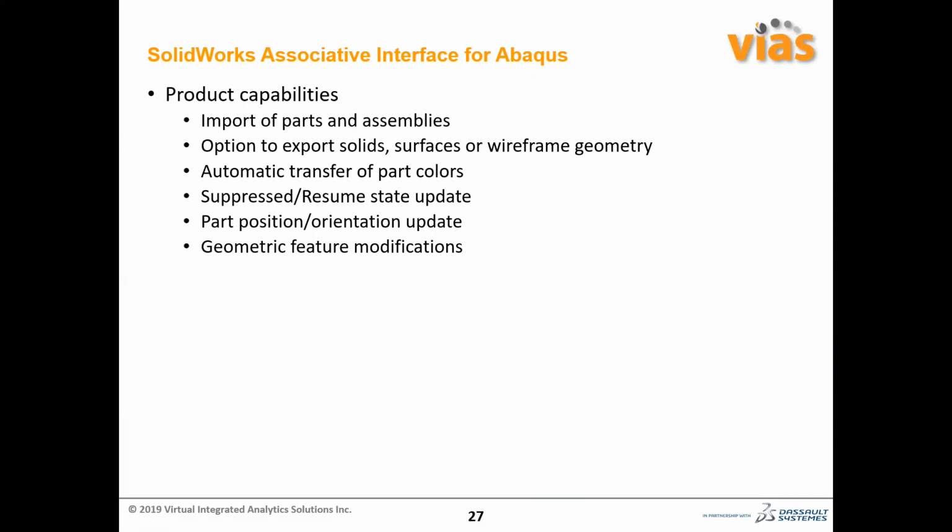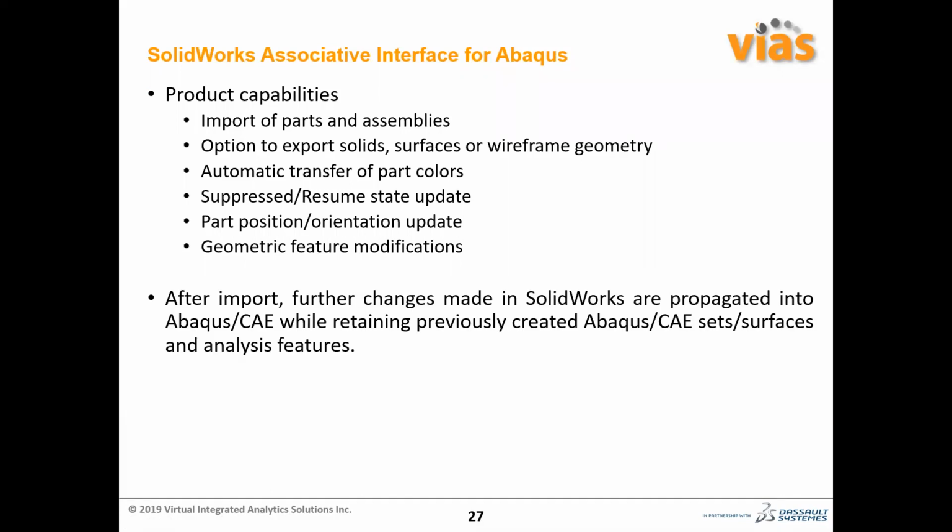Generally, solid will be exported by default, and there is automatic transfer of part colors. Whatever part color you have in SolidWorks, the same color will be assigned in Abaqus CAE as well. You can suppress or resume the state update, and that will be reflected in Abaqus CAE. You can change the position and orientation of the part in SolidWorks, and the same thing will be reflected in Abaqus CAE, and geometric feature modification will be available in Abaqus CAE when you're transferring from SolidWorks. After import, further changes made in SolidWorks are propagated into Abaqus CAE while retaining the previously created Abaqus CAE sets, surfaces or analysis features.